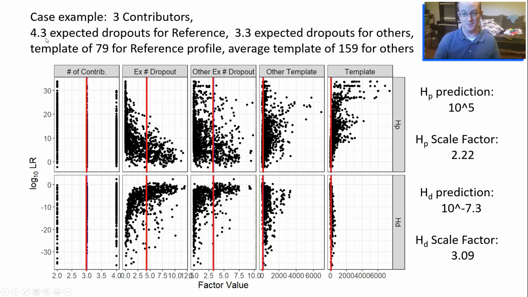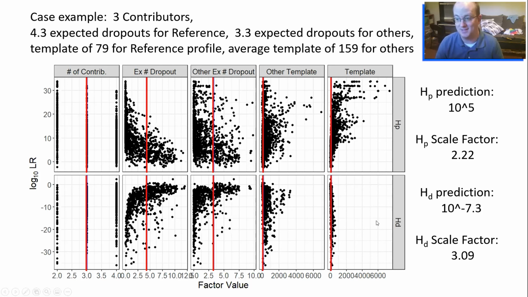Then we can also take those same values of the factors and plug them into the model for the HD true validation data, which is now in this bottom panel, the black dots. Those are the values from our HD true reference comparisons. And when we send the values corresponding to the current case through there, we get a prediction that if this were an HD true case, we would expect to see a log 10 LR of -7.3 for this case. And that had a scaling factor of 3.09.